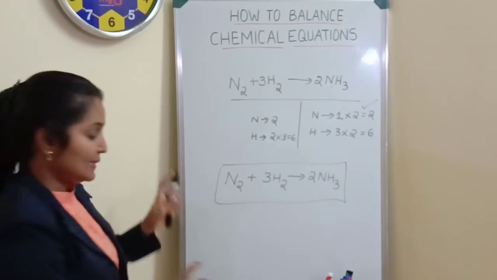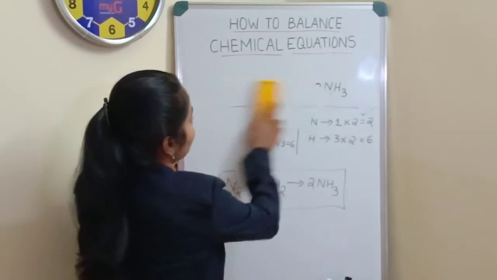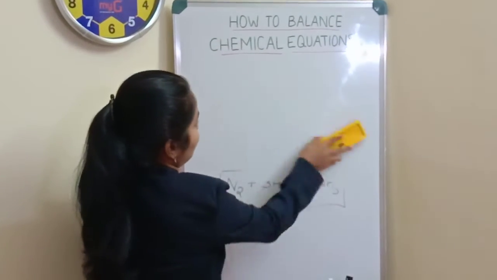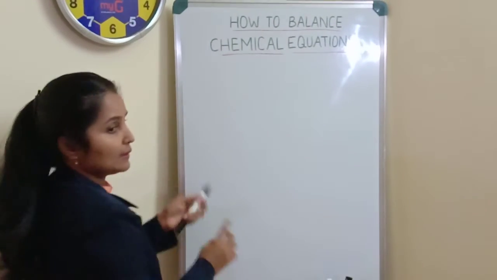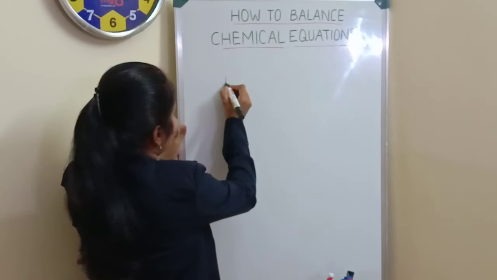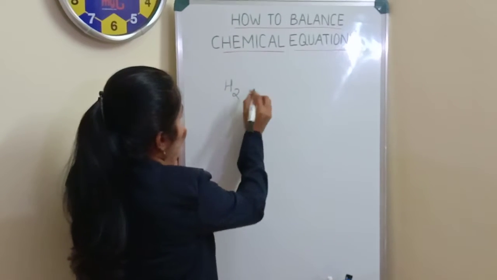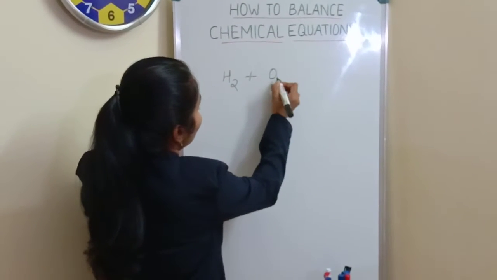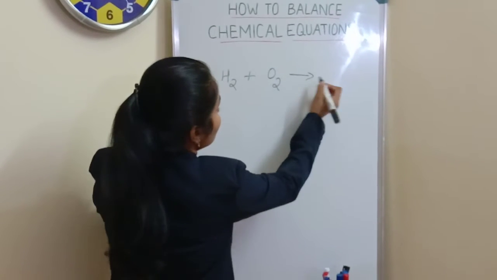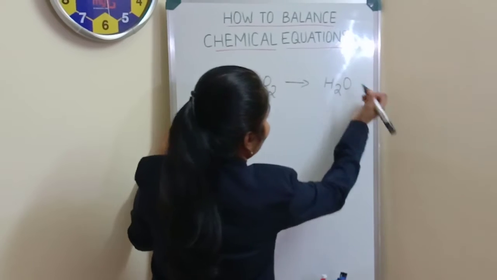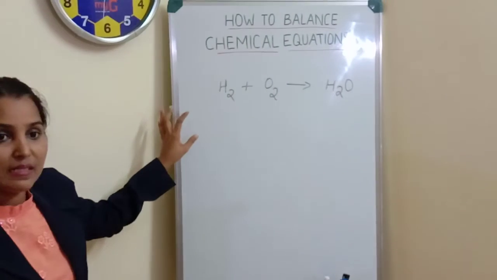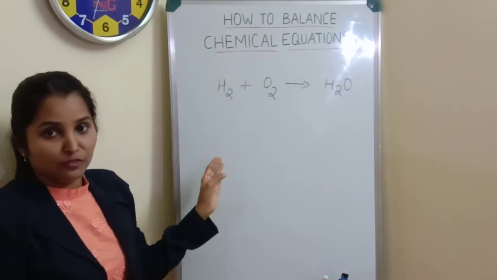Okay. We will see another example. We will take the example of formation of water. We will see H2 plus O2 gives H2O. This is the equation for the formation of water.